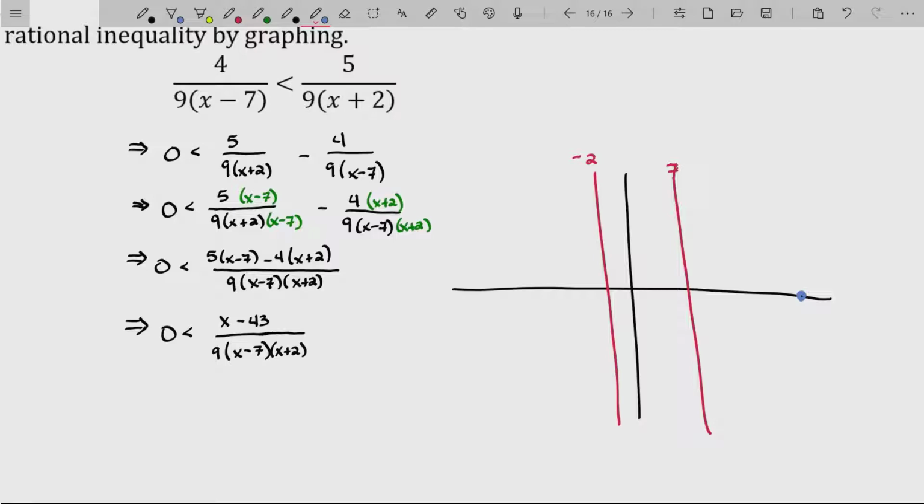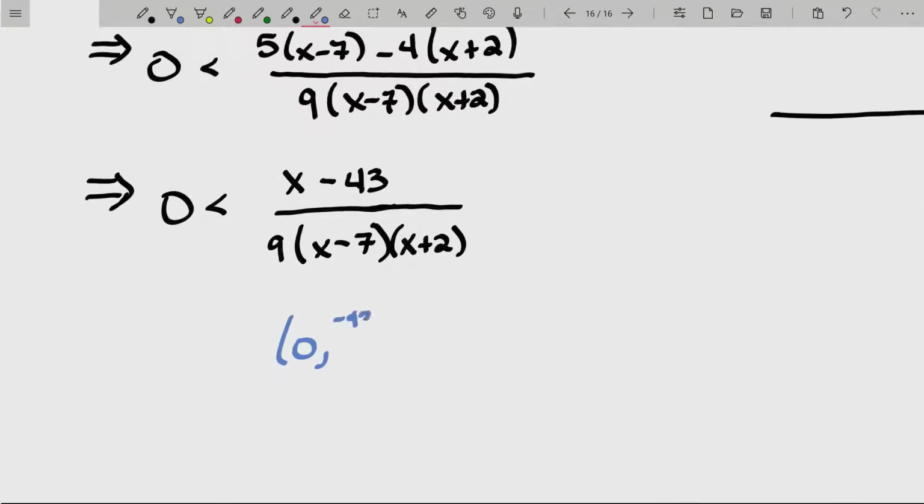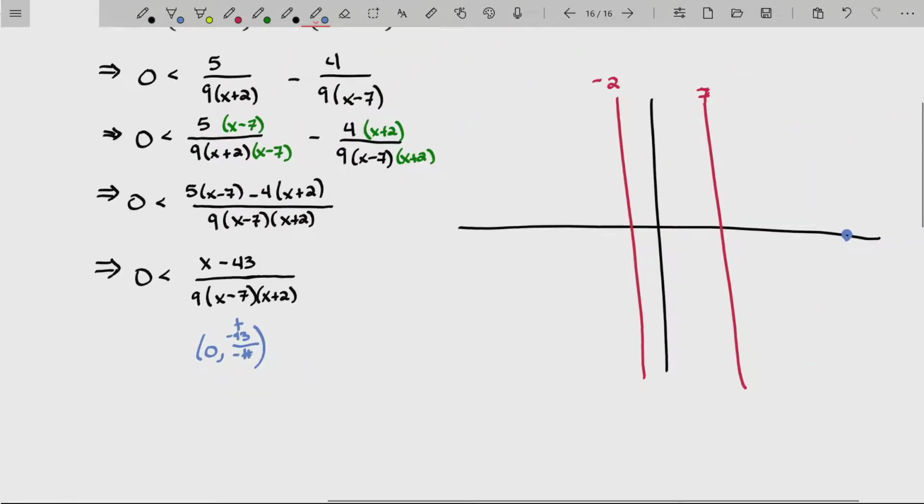And finally, I'll find the y-intercept. And that is just allowing x to be 0. If you allow x to be 0, you get a numerator of negative 43 and a denominator of some negative number, right? Negative 7 times 2 is a negative number. I don't really care what it is. The main thing is that it's positive. Negative over negative is positive. So I know it's like this.